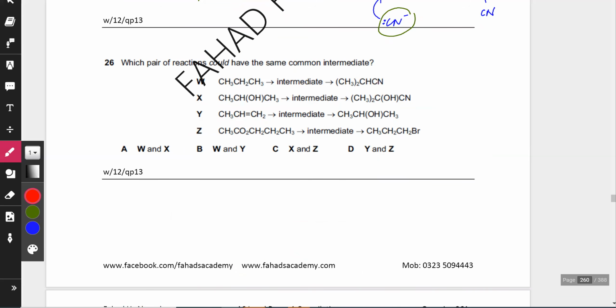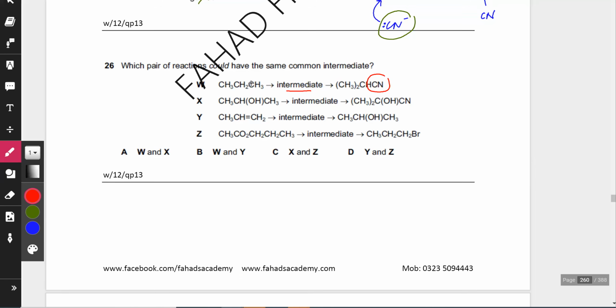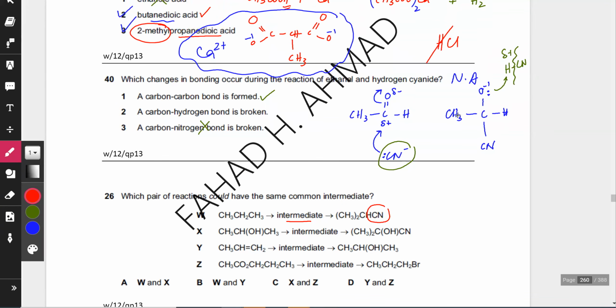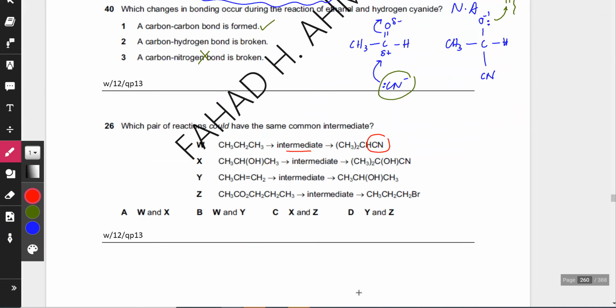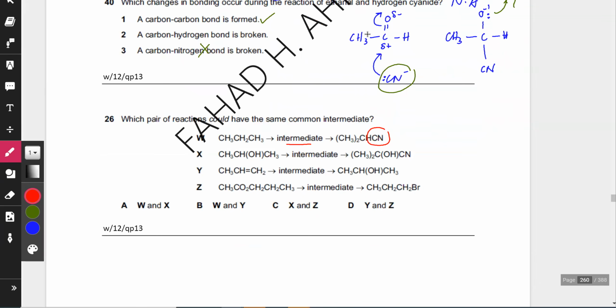Okay, this one. Now this one is a difficult one. Which pair of reactions could have the same common intermediate? So you have to think of what this intermediate could be. Now, there's a CN coming in. How do you attach a CN to a molecule? Now there's one way, which is this one. But over here, you don't just attach a CN, there's an OH getting attached as well. So you don't want the OH. So it's definitely not the above reaction.